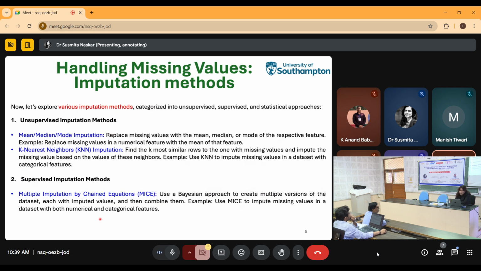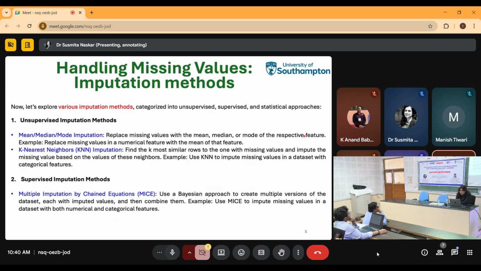So what happens in the unsupervised method? Each of these can also be divided into a few sub-methods. The unsupervised method can be divided into two methods: one is mean, median or mode imputation, and another one is k nearest neighbors, which we also call KNN imputation. So what happens in mean, median or mode imputation? This is a very fast and simple method, and it replaces the missing numerics with the mean or median depending on what is available, and categorical values with the mode. So it's fine with MCAR.